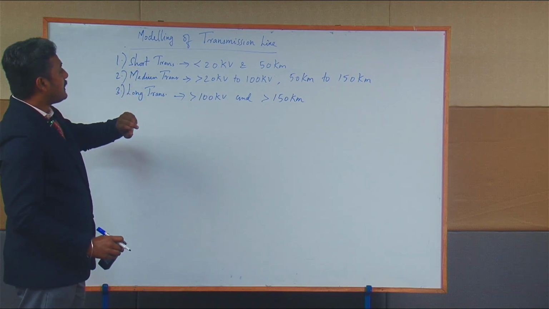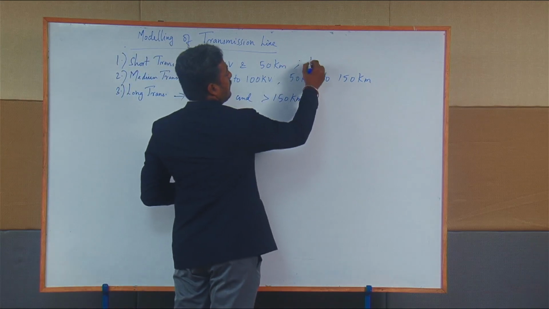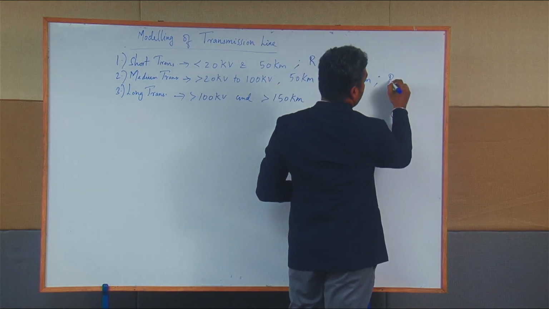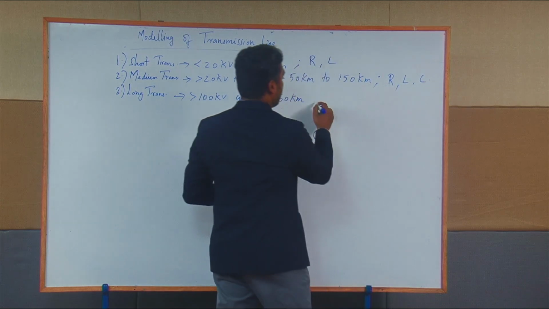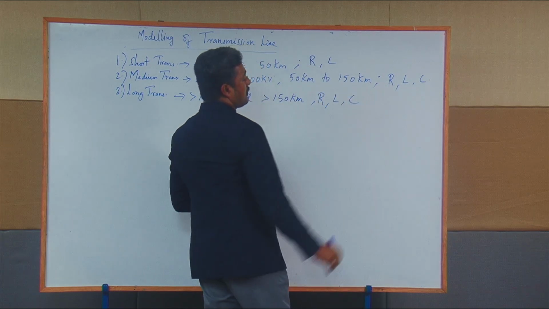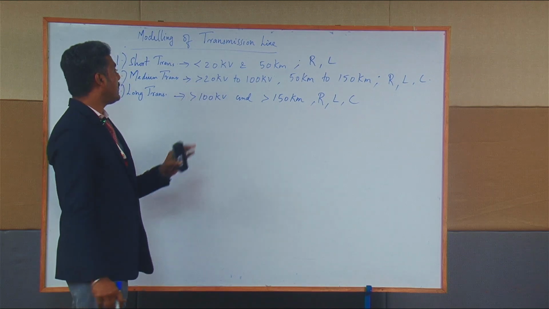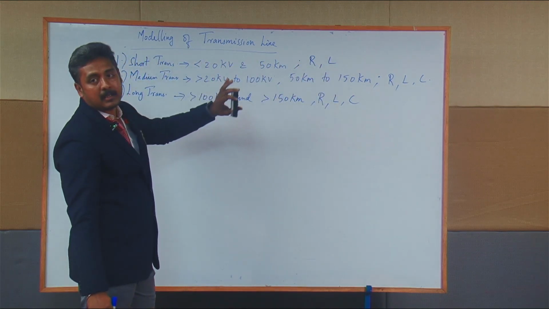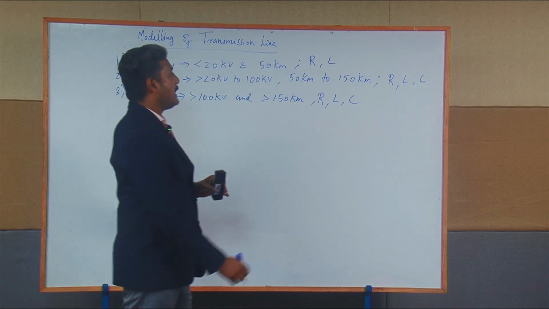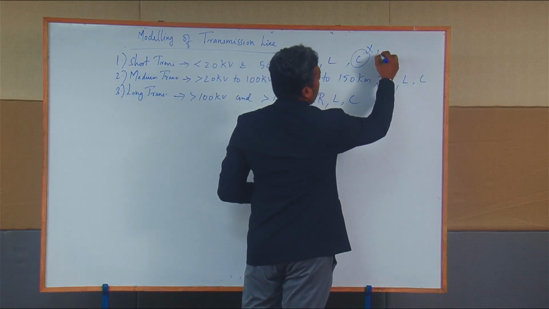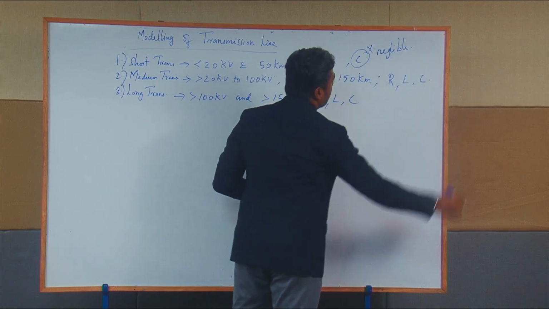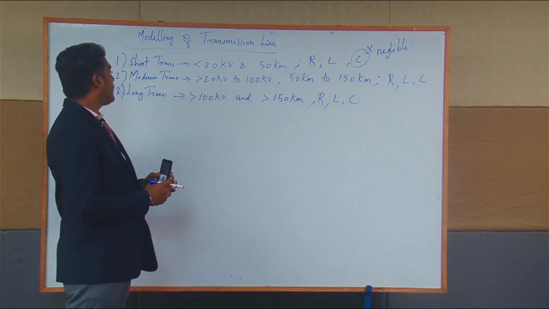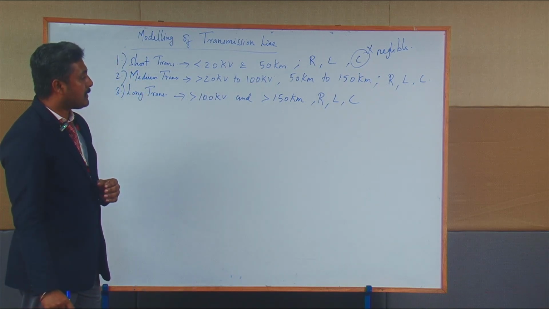See here, in a short transmission line, we will be including the value of resistance and inductance, and for medium transmission line, we will be including the value of resistance, inductance and capacitance, and for long transmission line also we will be including the value of resistance, inductance and capacitance. Why are we not including the value of capacitance in a short transmission line? In a short transmission line the total capacitance will be very low and it is negligible. Okay, that's why you will be neglecting the capacitance effect for a short transmission line, but for medium transmission line and long transmission line you will be including the value of capacitance.